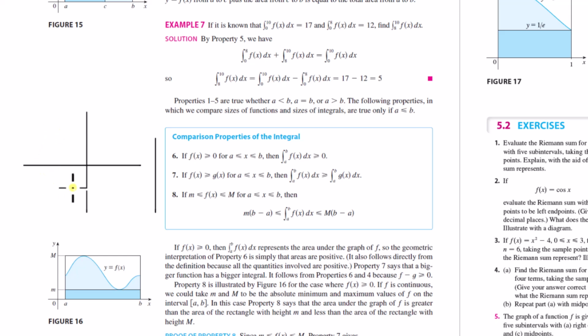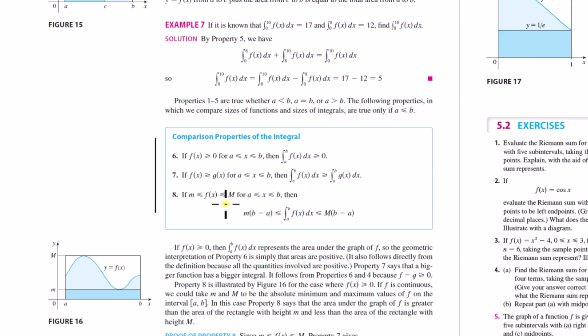Even if the functions are negative, it doesn't matter, because even if the g of x is way more negative than the f of x, so maybe the magnitude of this integral would be larger, it's still going to be more negative, so it's going to be less than this integral no matter what.